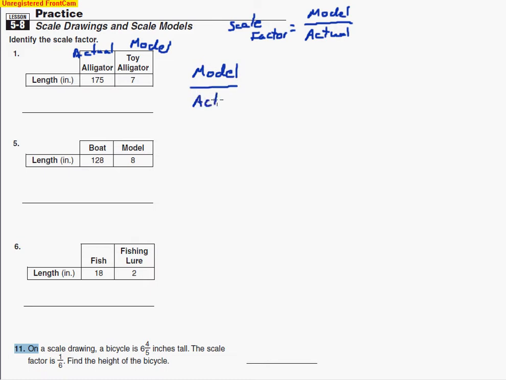So from there, we just fill in the numbers. So the model is 7. The actual is 175. And then from there, all we're going to want to do is make it a 1 on top. To make it a 1 on top, we're going to divide. And so the way we'll do that is just reduce this fraction by dividing by 7. And so when we do that, we get a 1 on top, which is what we want. We want the model to be 1, and the actual to be some unit, some number. It's going to, in this case, be bigger because the model is bigger than the actual.